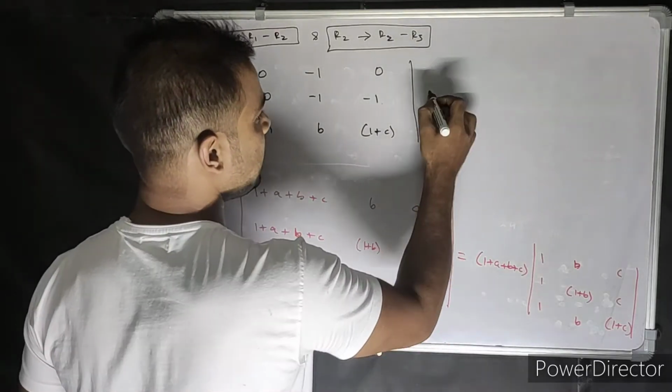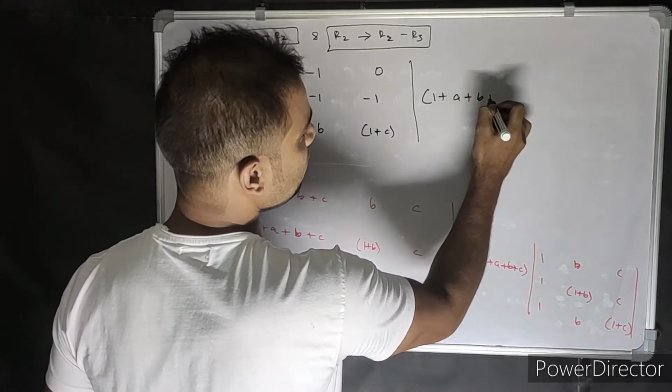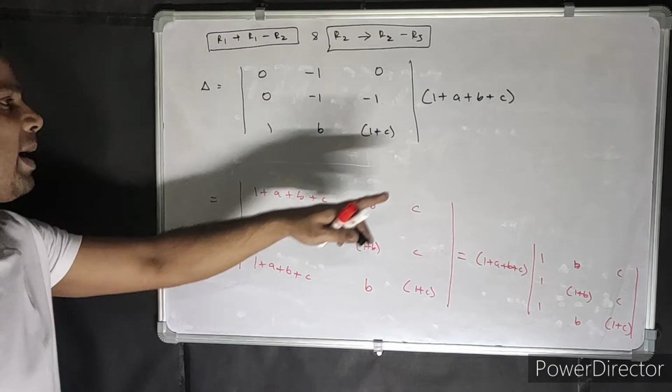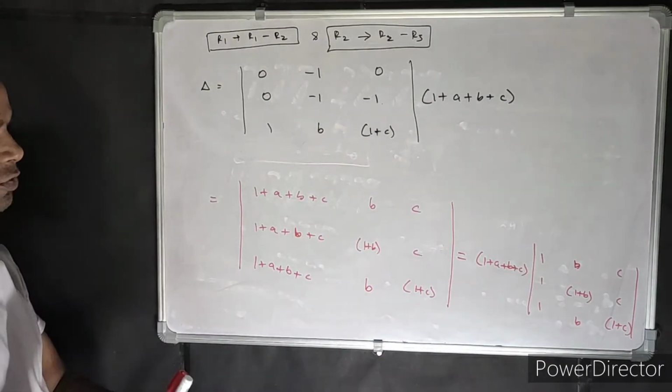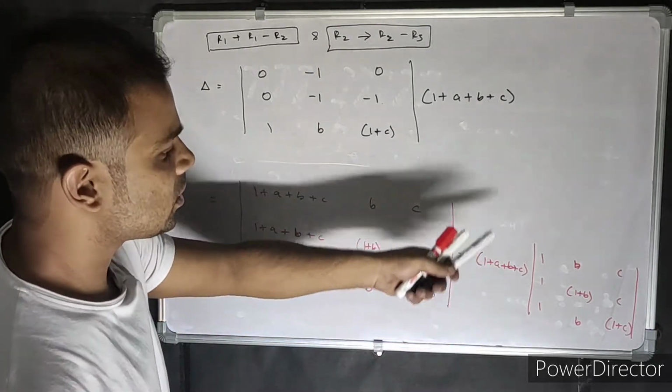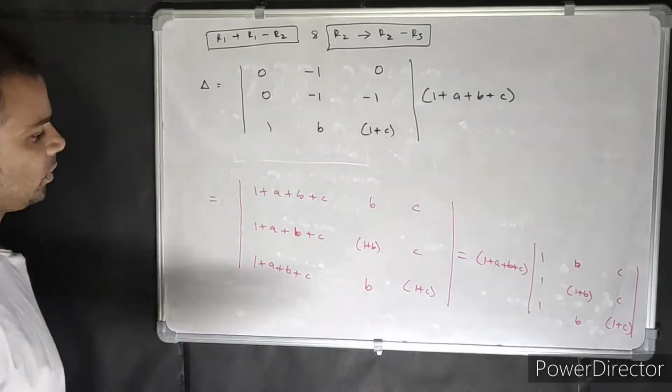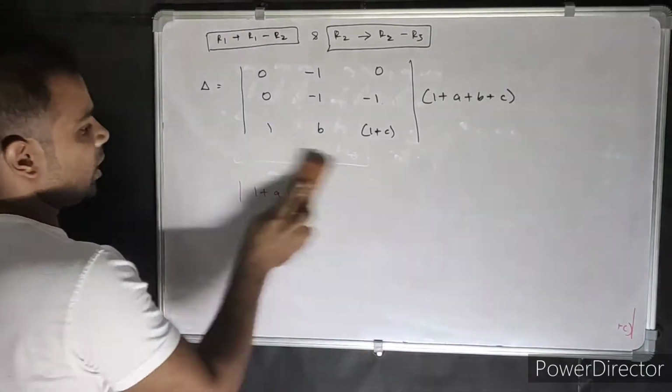Oh, I forgot to multiply that. You can write it over here: a plus b plus c. Doesn't matter. You multiply here or you multiply here, it means the same thing. If you forget to write this in front, write it at the back over here. Okay, so let's go ahead.